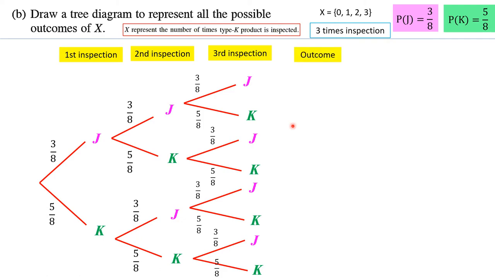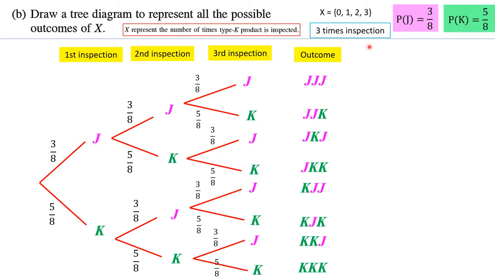After this, we will calculate the possible outcomes. Since we have 3 inspections, the outcomes are like this. The first outcome is JJJ. The second outcome is JJK, and then JKJ, JKK, KJJ, KJK, KKJ, and KKK. After we list them down, we have 8 outcomes.